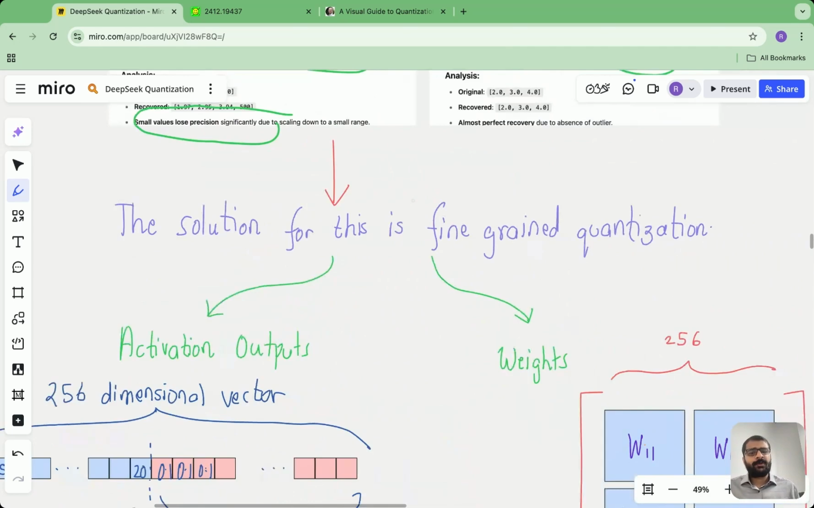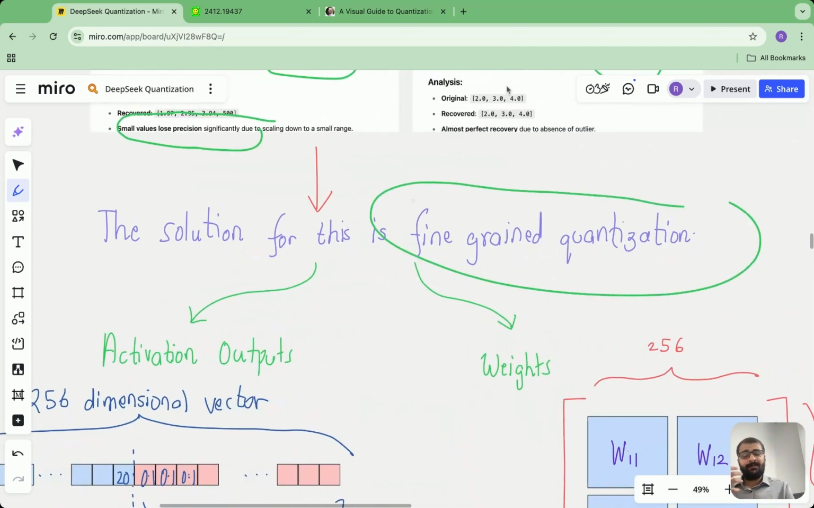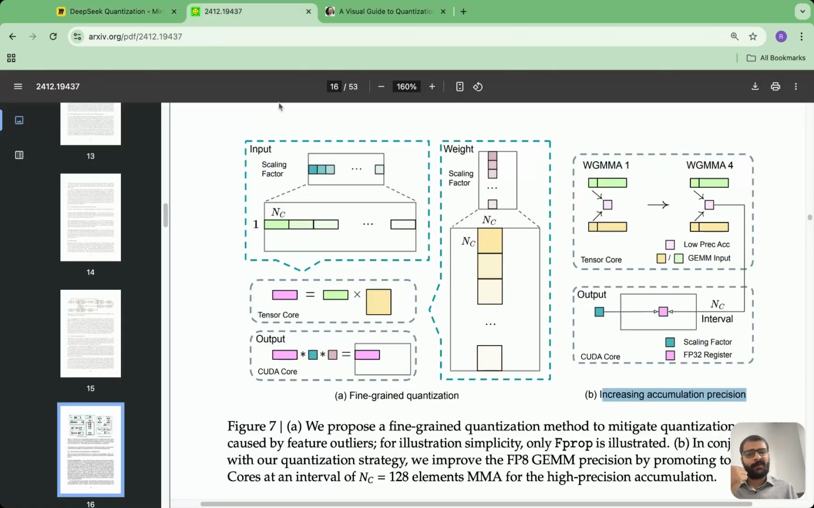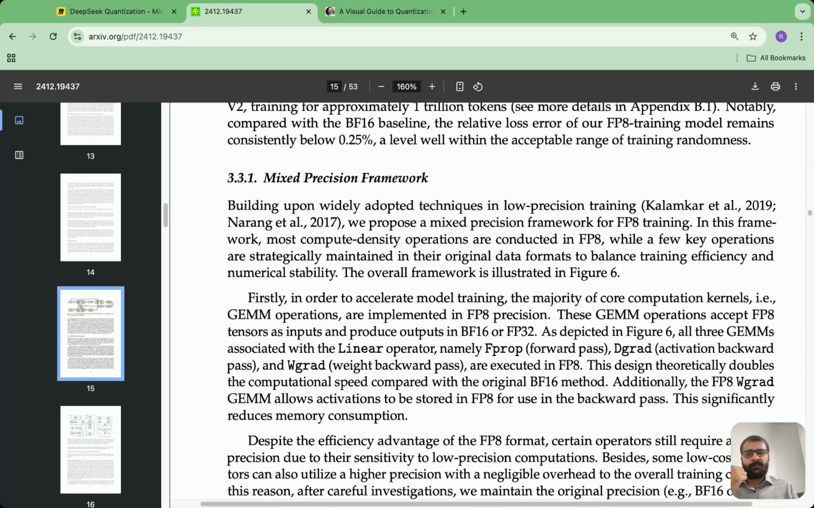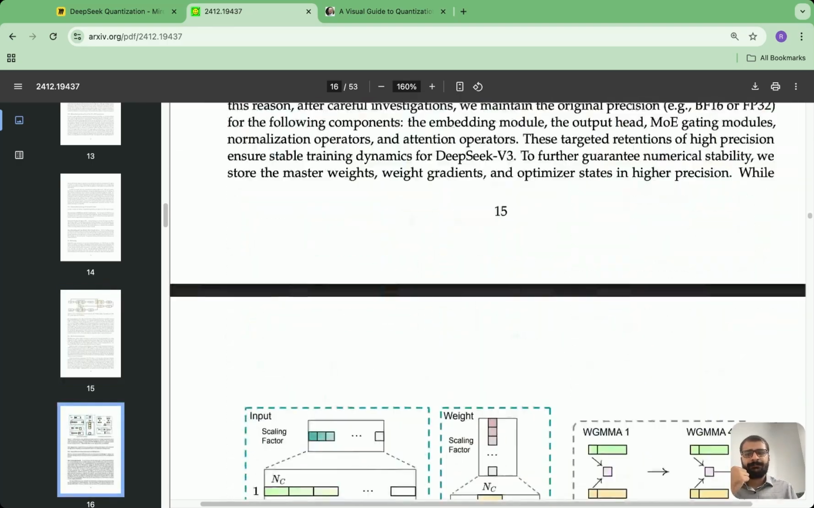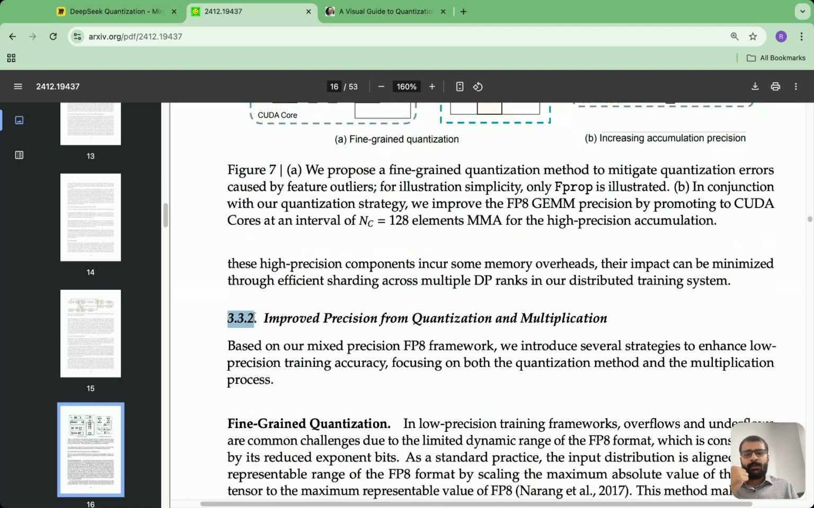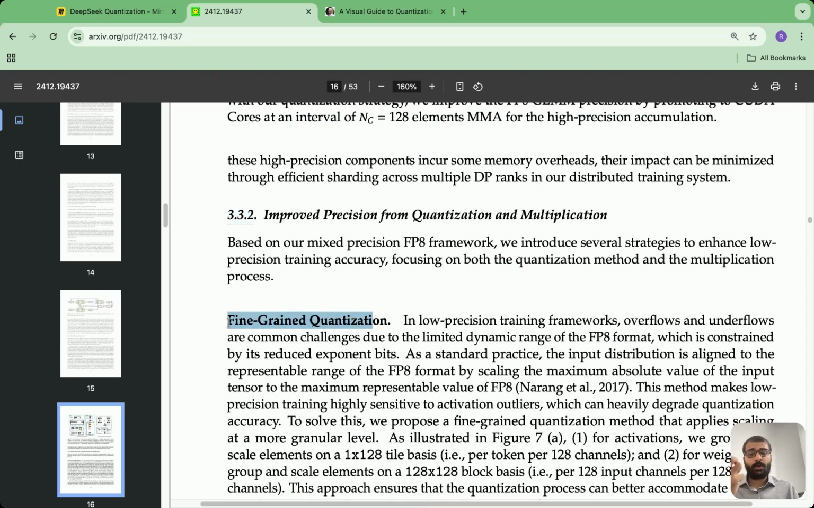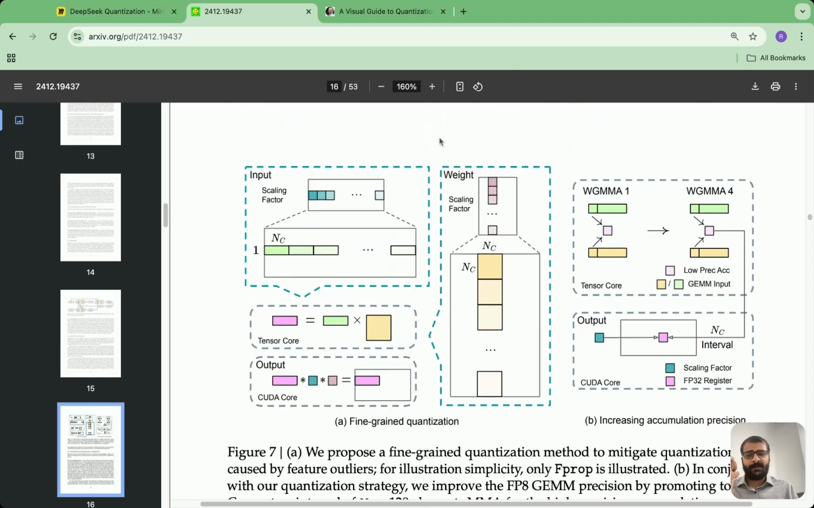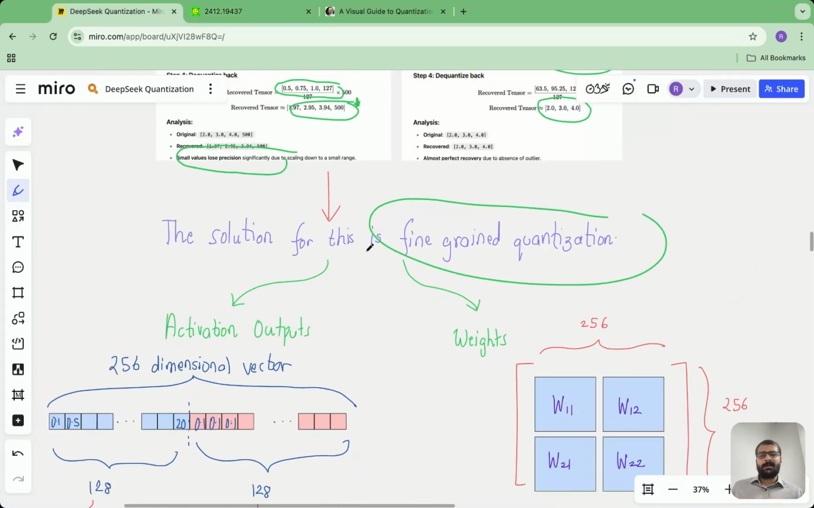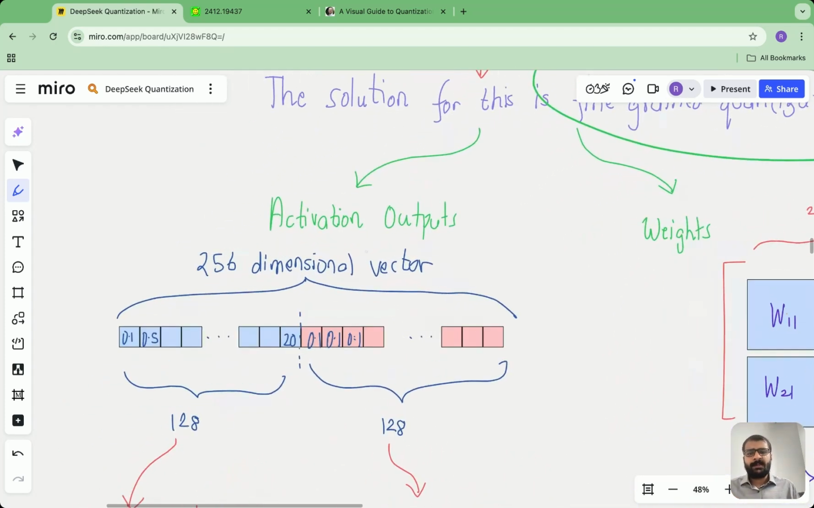So what's the solution for this? The solution is something which DeepSeek implemented in their paper, called fine-grained quantization. If you take a look at section 3.3.2, they have this subsection called fine-grained quantization, and the first figure on the left is with respect to the same thing. What they are doing here is that instead of scaling all the numbers by one single number, we break down the entire activation outputs into chunks. Let me tell you what this means.